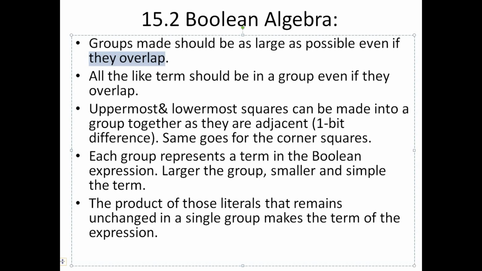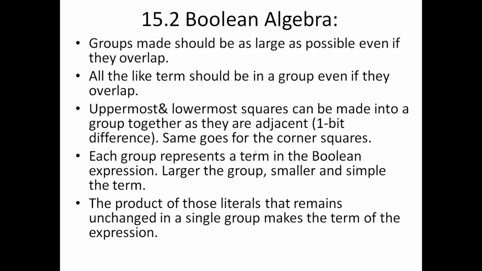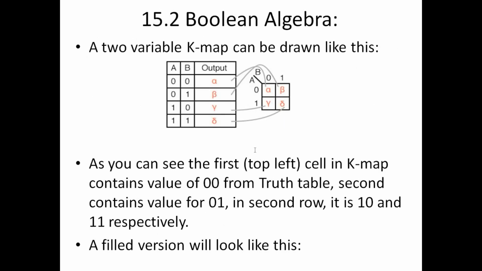Uppermost and lowermost squares can be made into a group together as they are adjacent. Same goes for the corner squares. Each group represents a term in the Boolean expression. The larger the group, the smaller and simpler the term. The product of those literals that remain unchanged in a single group makes the term of the expression. Absolutely no need to worry if you don't understand these boring rules. Let's just look at a live example.